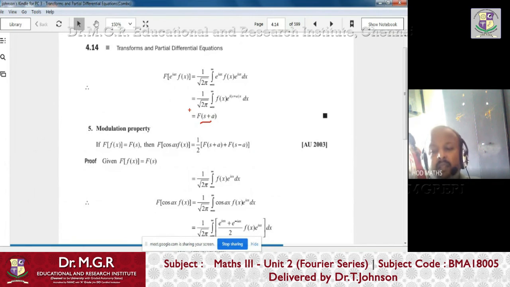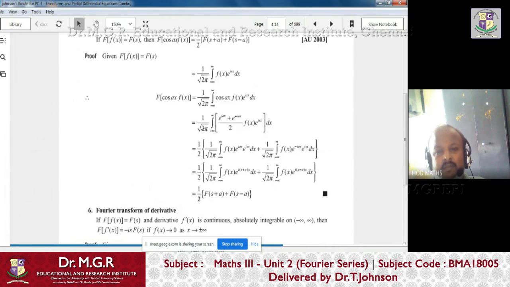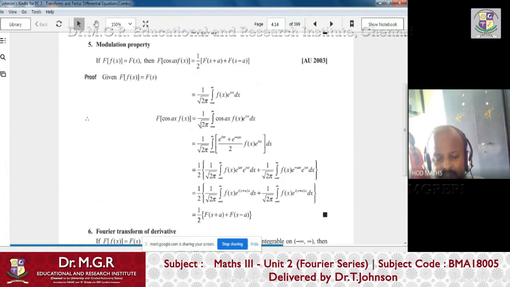But why did that shift happen? Because you multiplied e power iax with f of x. So finally, one more minute, right? I will explain what this is. With that, we will finish off today's class.